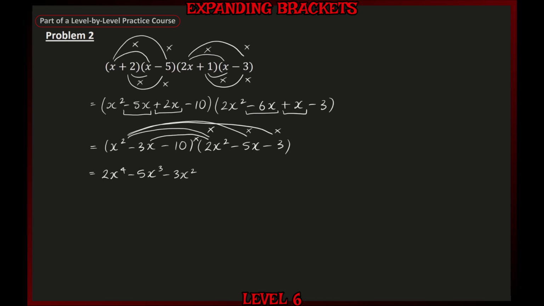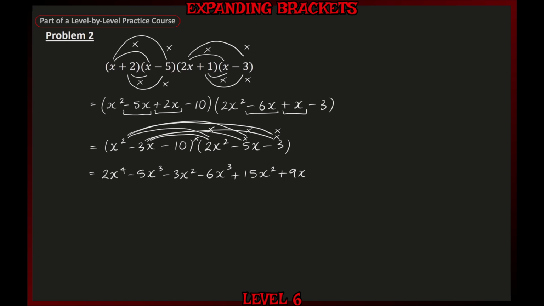Well, minus 3 times 2 is minus 6, and x times x squared is x cubed, so we get minus 6x cubed. We have minus 3x multiplied by minus 5x, so minus 3 times minus 5 is positive 15, and x times x is x squared, so we have plus 15x squared. And finally, minus 3x multiplied by minus 3 gives us a positive 9x.